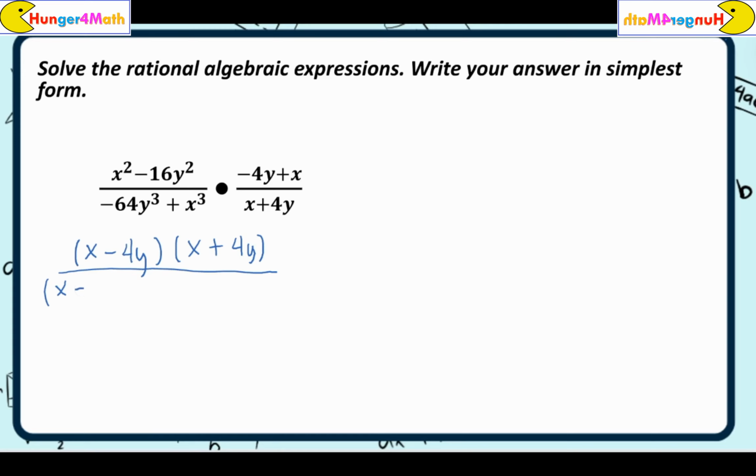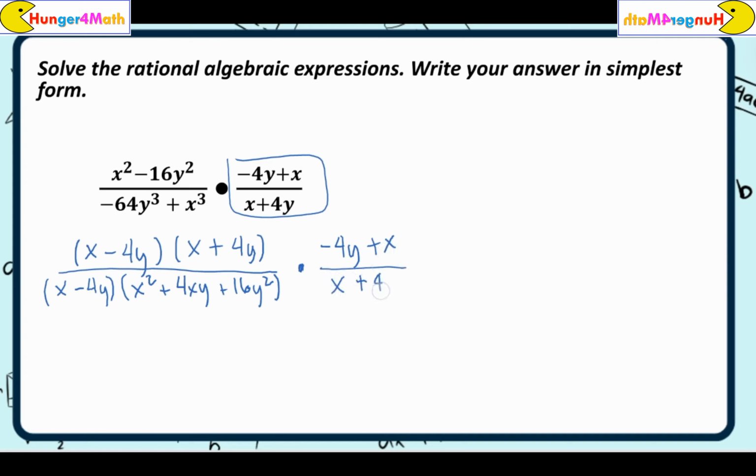x minus 4y times x squared plus 4xy plus 16y squared. Then close. Multiplied by, now this expression right here is not factorable, so let's just copy. Minus 4y plus x over x plus 4y.